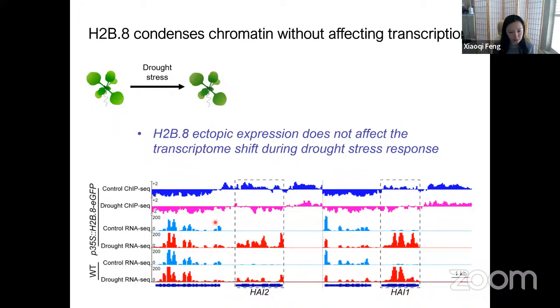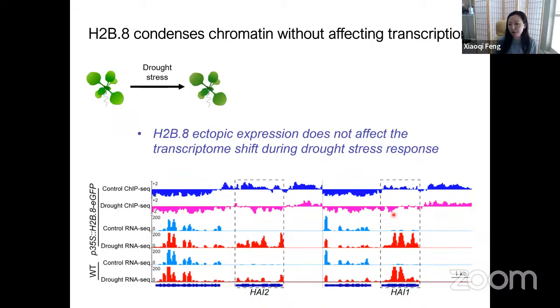So at the bottom, these are RNA-seq. You can see these genes are induced upon drought stress in the H2B.8 ectopic expression line as they are in the wild type. So this gene is the same. And on the top, the ChIP-seq shows nicely that the H2B.8 deposited at these genes is evicted upon drought stress. So our data demonstrate that H2B.8 does not have an adverse effect on transcription.